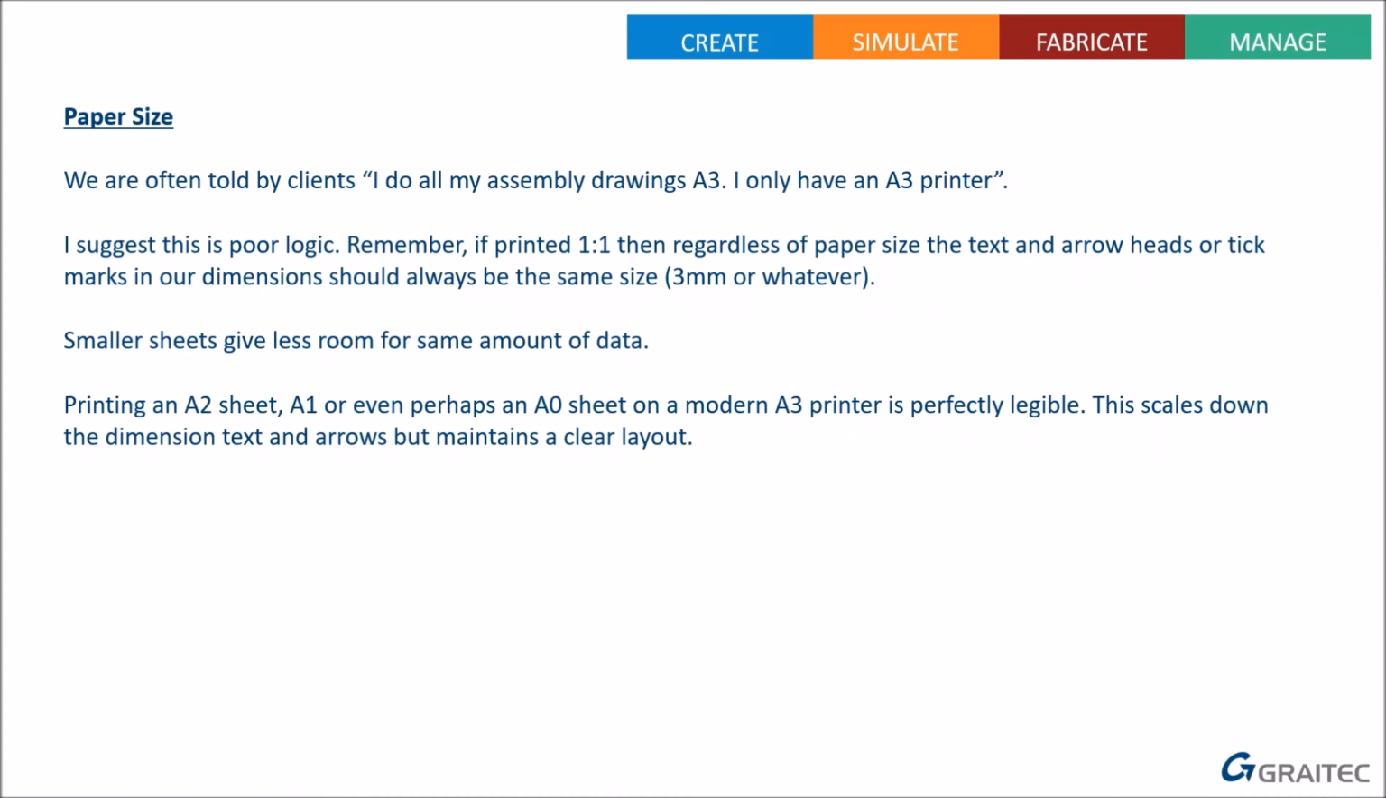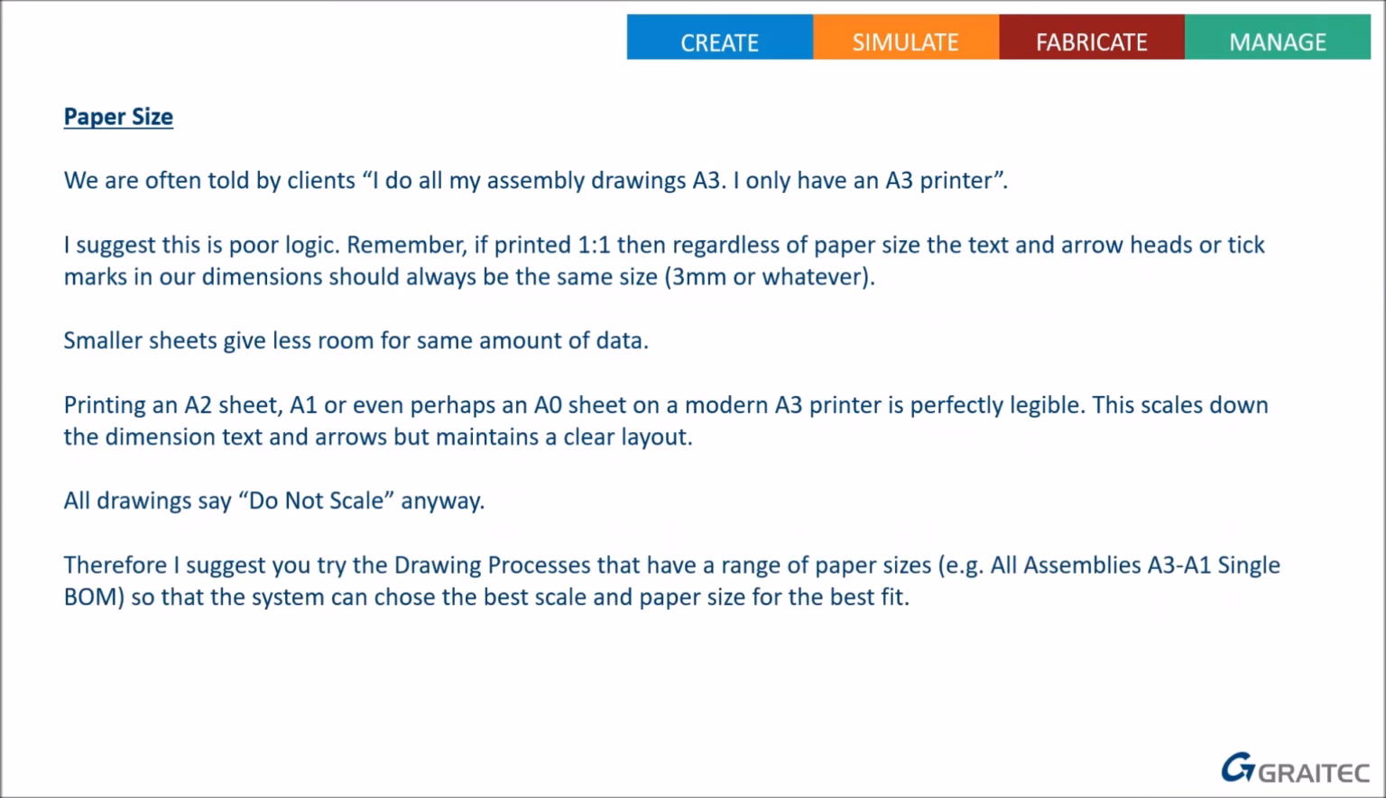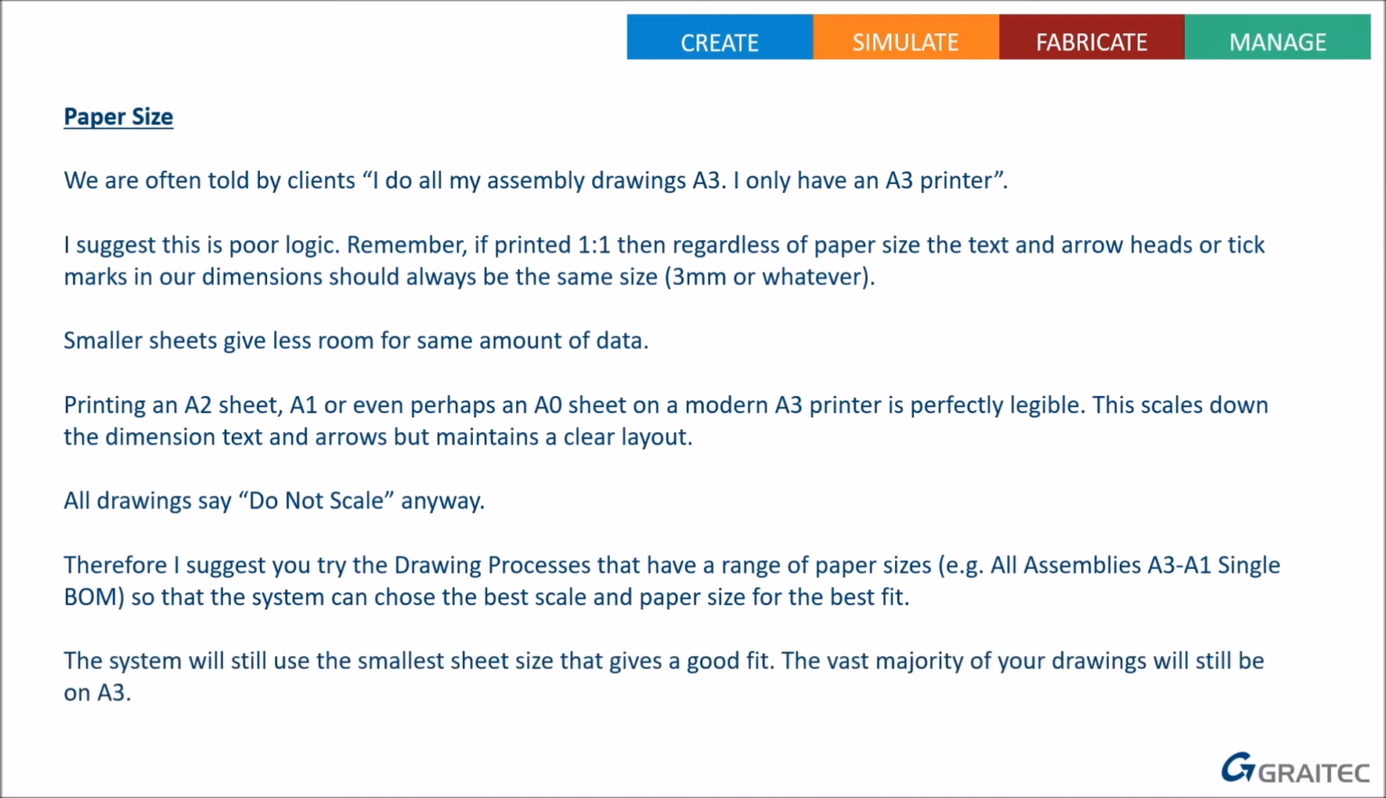All our drawings always say, do not scale. So what's the problem with printing it at a smaller sheet size, as long as it's clearly legible? So I suggest you try and look for a drawing process for assemblies or parts that has a range of paper sizes. The top one in the UK is all assemblies, A3 to A1 single BOM, and that will choose a sheet size between A3 and A1 for you.